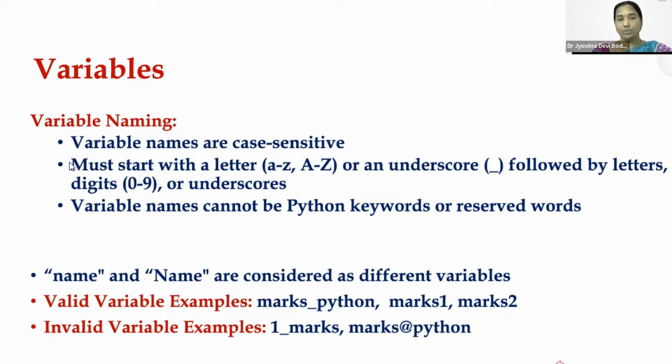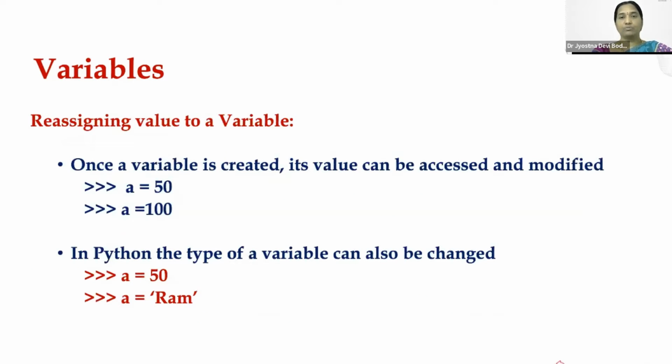Other guidelines that need to be followed are: any variable must start with a letter, either a small letter or a capital letter, or it can even start with an underscore, and it can be followed by any number of letters, digits or even underscores. It should not start with a digit. And we cannot use any of the Python keywords, that is, reserved words, as the variable name. So these are the guidelines that need to be followed while creating variables.